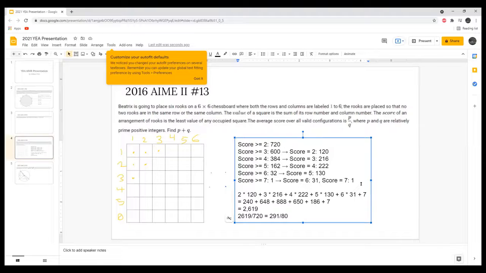So this problem sort of looks intimidating at the beginning, but once you figure out the way to calculate, given that some squares are not allowed to have rooks, then it is manageable.